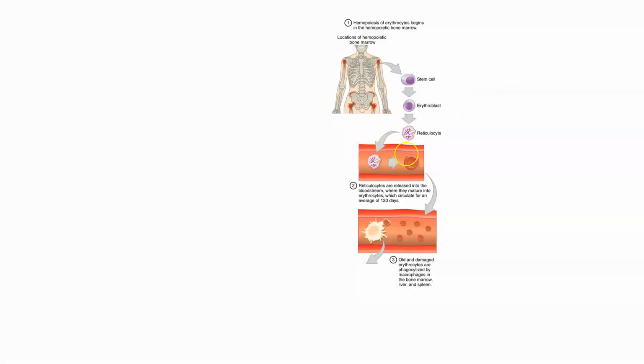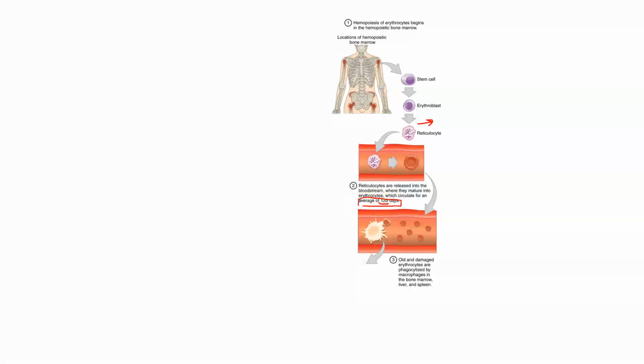Now after that happens, the clock starts ticking. After the nucleus is lost here, the clock starts ticking. We only have about 120 days of that cell to live. So that cell will go into the bloodstream. It will live for 120 days and do its tour. And then after about 120 days, it starts to get worn out. Some cells can die before 120 days. Some cells can last longer than 120 days, but 120 days is the average lifespan of a red blood cell.